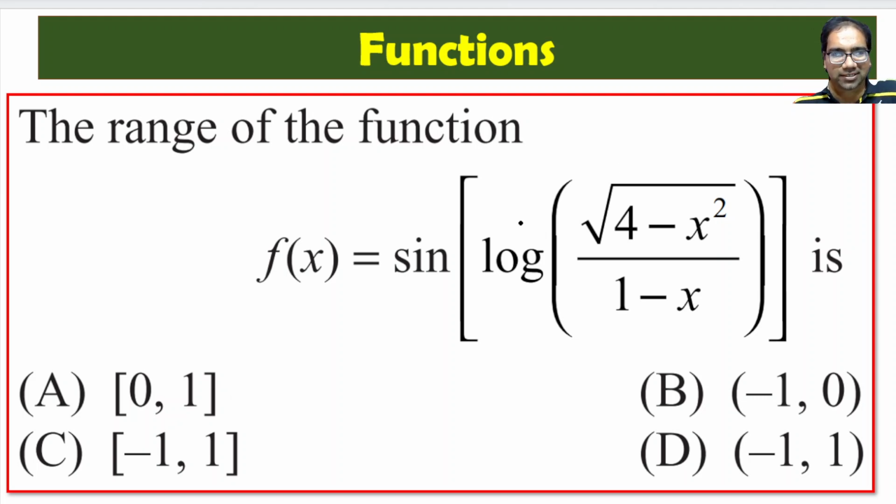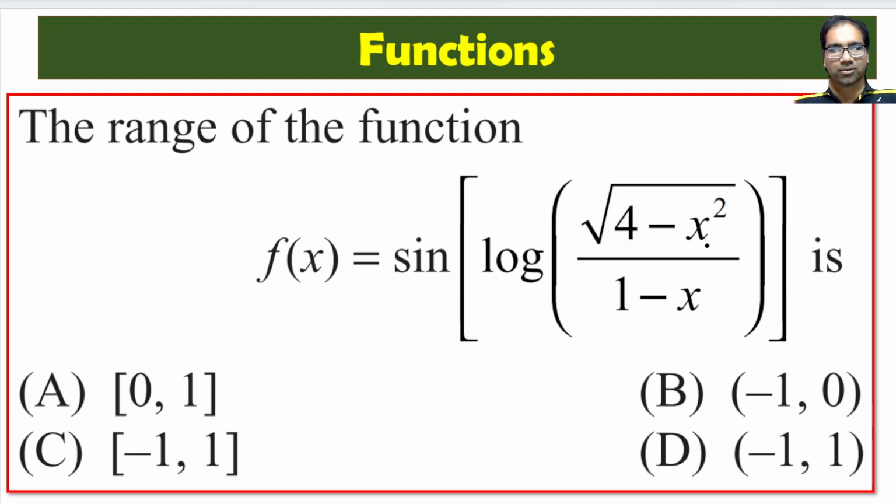Okay, so let us take this function: log of square root of (4 minus x squared) by (1 minus x). Firstly, there is a square root here, so 4 minus x squared should be greater than 0. Please note it should be greater than 0, because if it is equal to 0, the numerator is 0, so log becomes log of 0, and log of 0 is not defined. Log is defined only for positive values, not for negative values or 0.